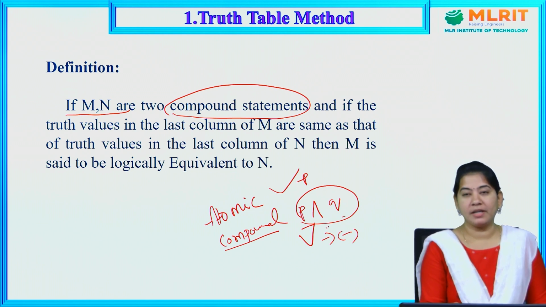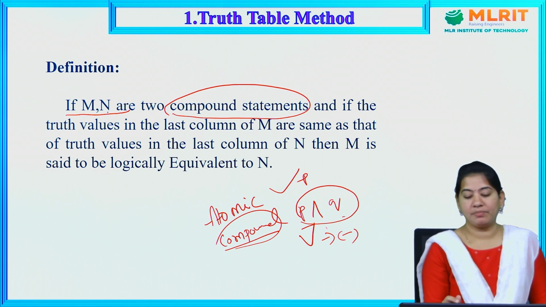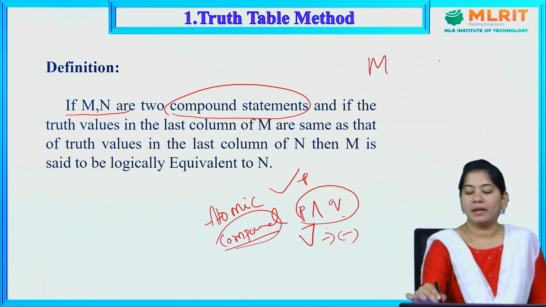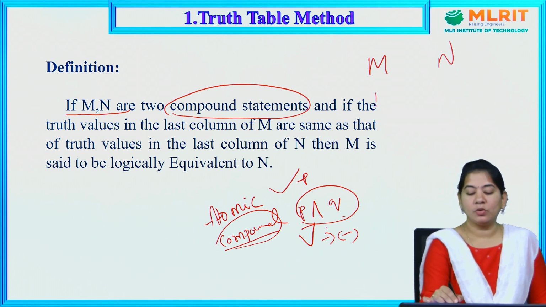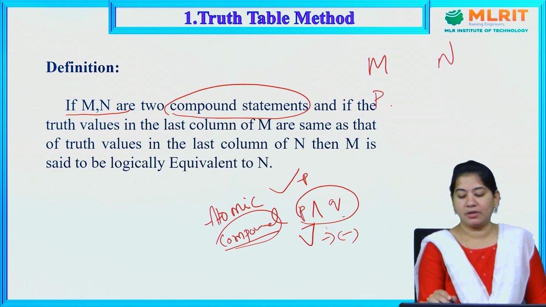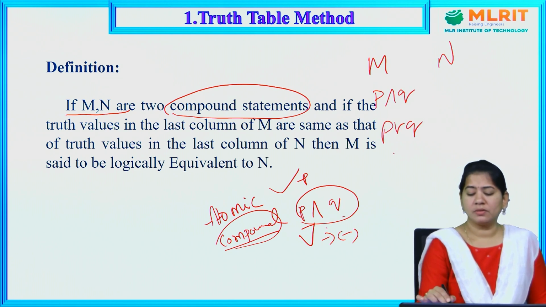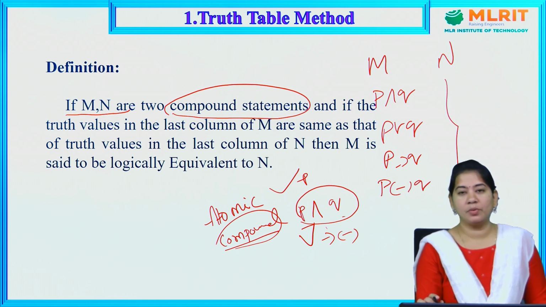With the same connective, that is called a compound statement. So here, m and n are compound statements. A compound statement means two variables which are connected with one connective, that is p and q, or p or q, or p implies q, like this. Even n is the same thing. It can be any compound statement.